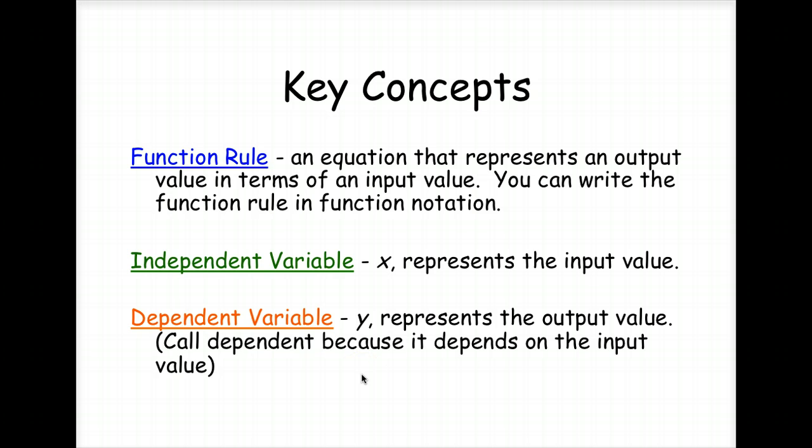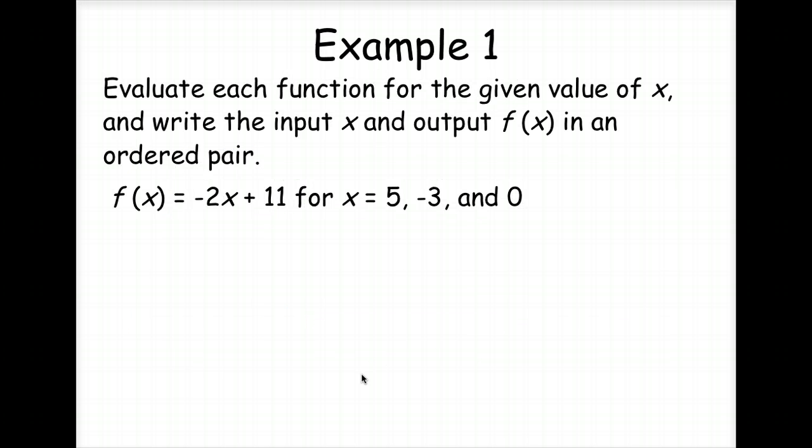Okay, so what do we mean by all this? First of all, let's learn about evaluating functions. Now notice this is function notation. It used to be we'd write y equals mx plus b. Instead of y, we have f of x. So it means the same thing, it's just written in function notation. And we're to evaluate this function, negative 2x plus 11, when x is equal to 5, when x is equal to negative 3, and when x is equal to 0. So let's take a look and see what that means.